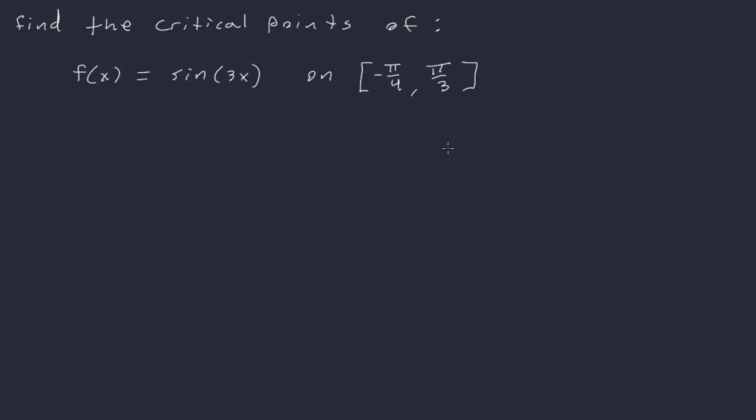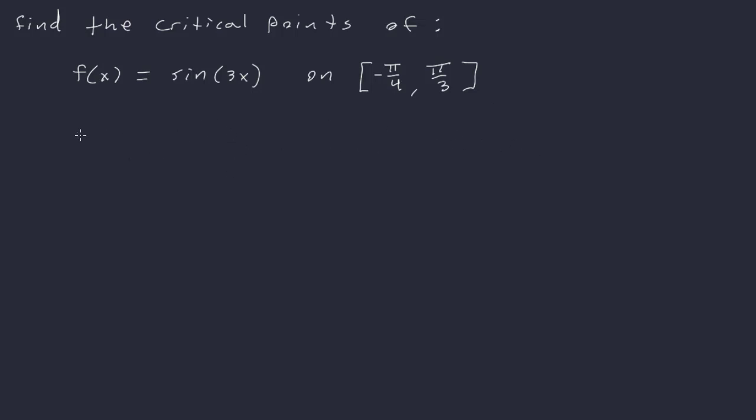All right, I do want to do one more example here to show you how you can tackle trig type equations. I do want to put it on an interval, because if we don't, we will have an infinite number of solutions when we take the derivative and set it equal to 0. So I want to restrict that to this domain here, negative pi over 4 to pi over 3.